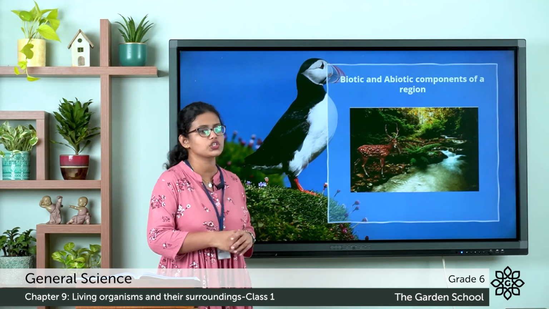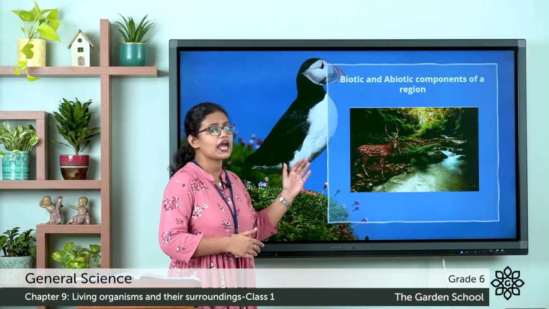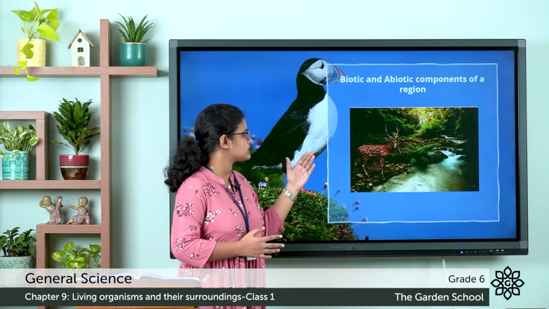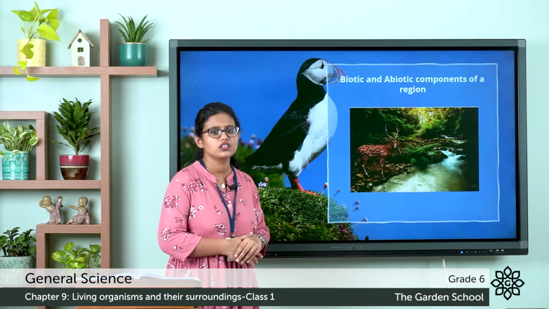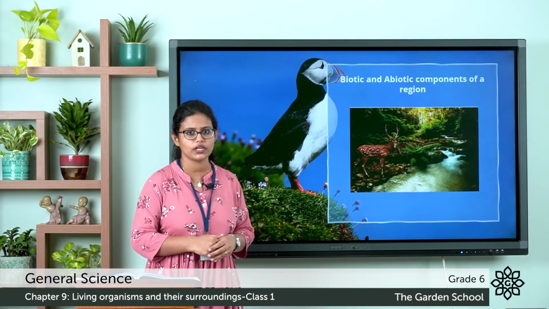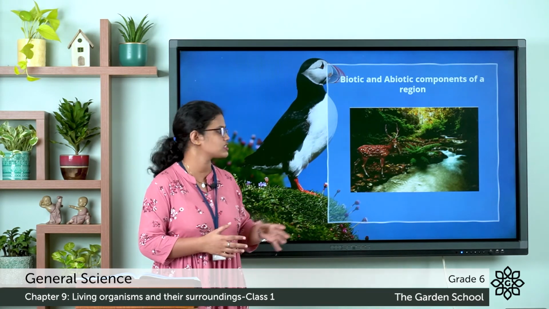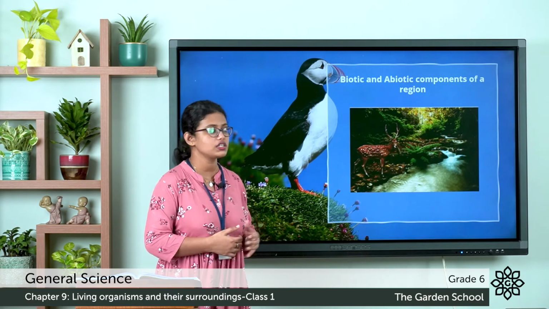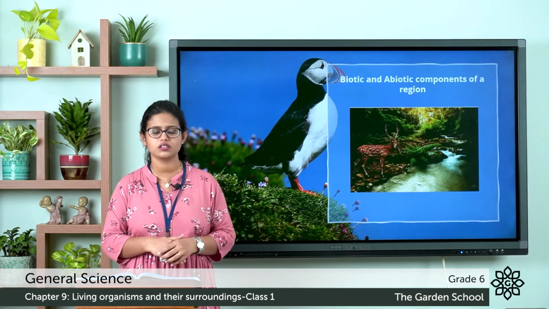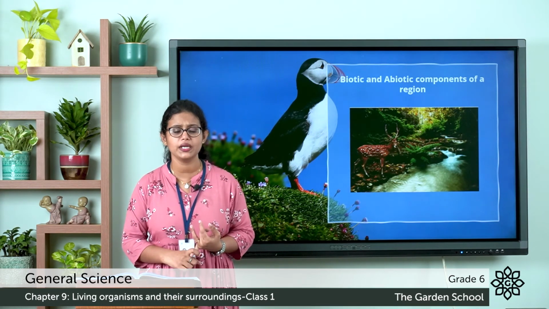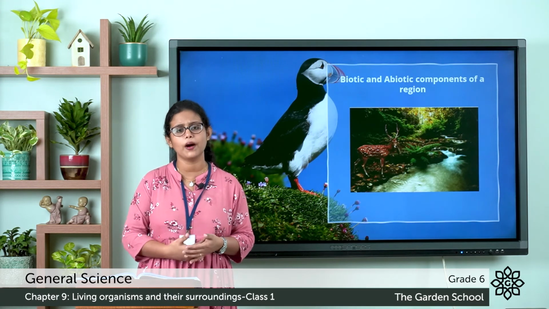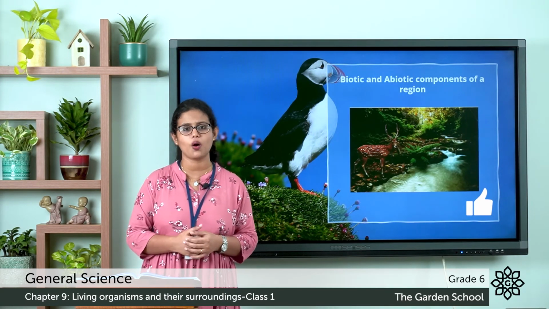So here in this picture, you can see the living and non-living components. Living components you can see here are the deer and plants. These are biotic components. What about abiotic components? That is the non-living components. Here you can see the water and soil. All these are abiotic components. So habitat is made up of living and non-living components, that is, biotic and abiotic components.